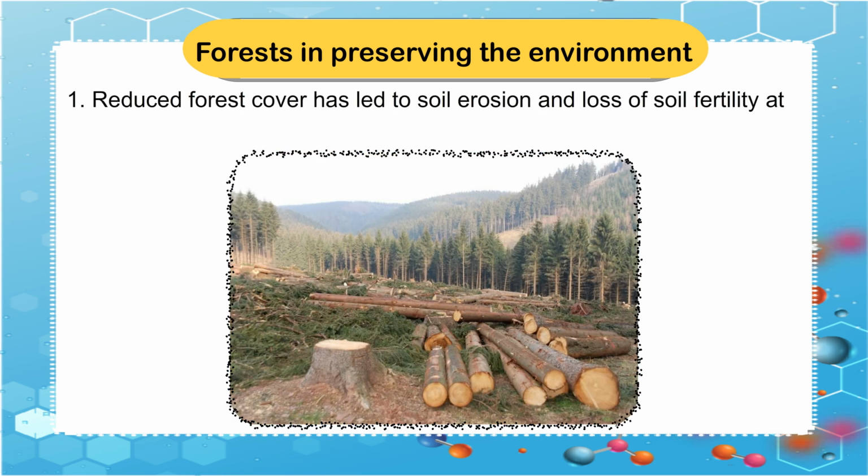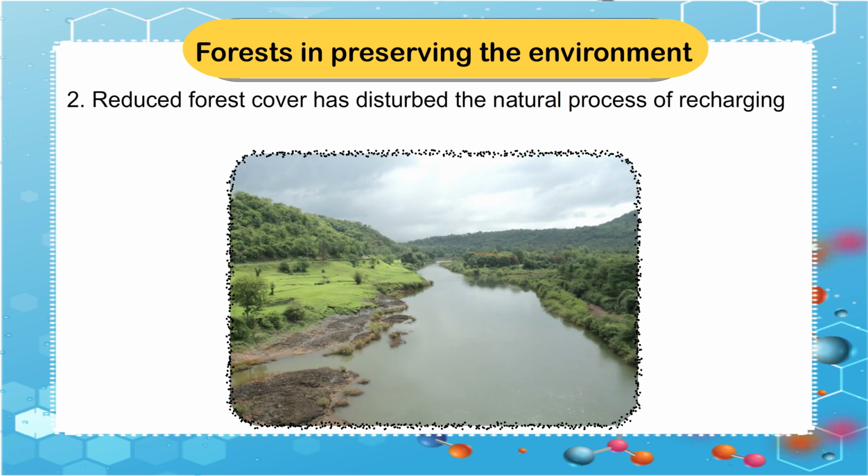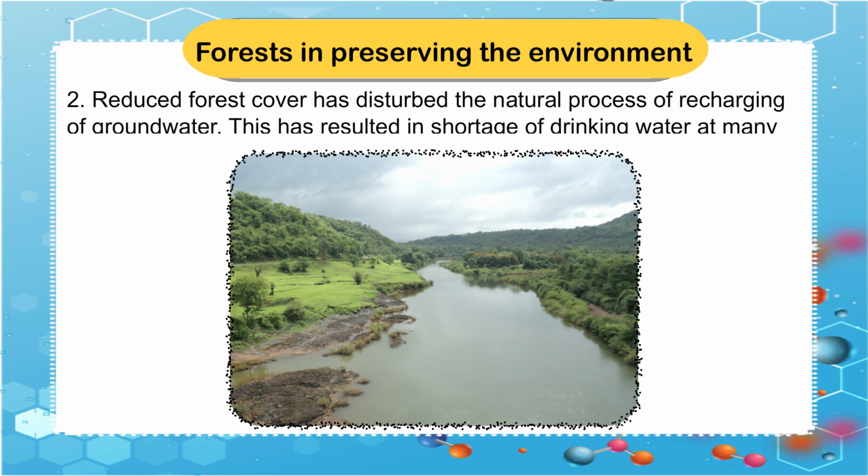1. Reduced forest cover has led to soil erosion and loss of soil fertility at many places. 2. Reduced forest cover has disturbed the natural process of recharging of groundwater. This has resulted in shortage of drinking water at many places.